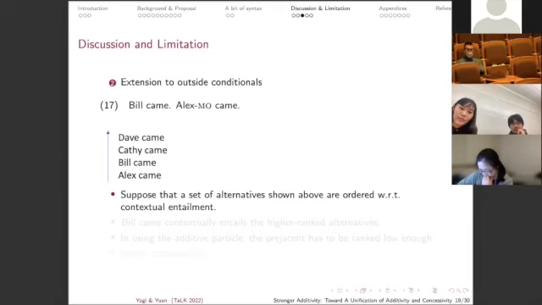Usually, whenever Alex comes, Bill comes. Then if you say, no, whenever Bill comes, Alex comes, then you say Bill 来了, Alex 也来了. Okay. Yeah, thanks for the clarification.